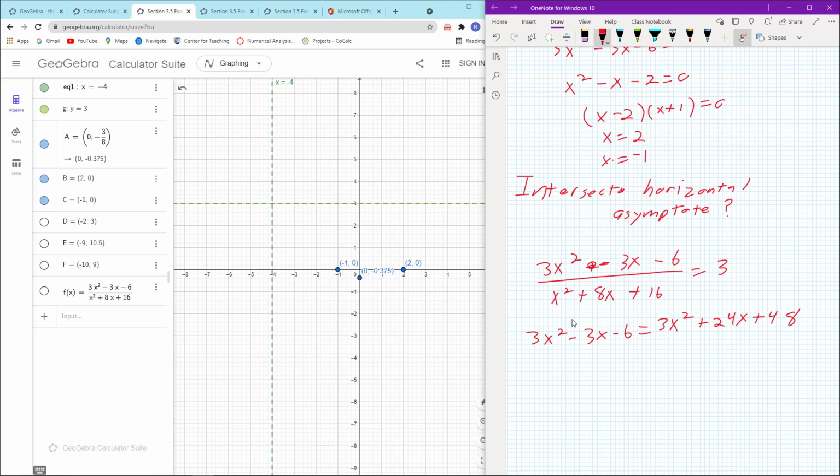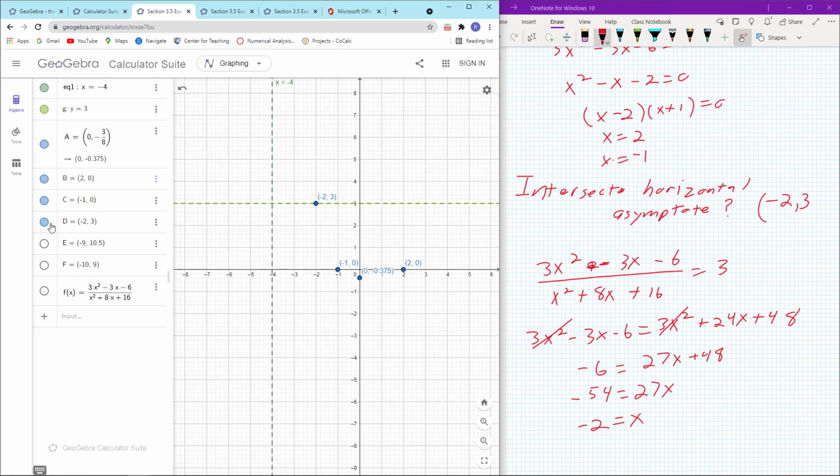Now we can do some simplification. These cancel. I can add the 3x to both sides, and that will give me negative 6 is equal to 27x plus 48. I can subtract 48 from both sides, and that will give me negative 54 is equal to 27x. Divide both sides by 27, and I have that x is equal to negative 2. So it turns out that our graph is going to intersect the horizontal asymptote, and that is going to occur at (negative 2, 3), which is this particular point right there.